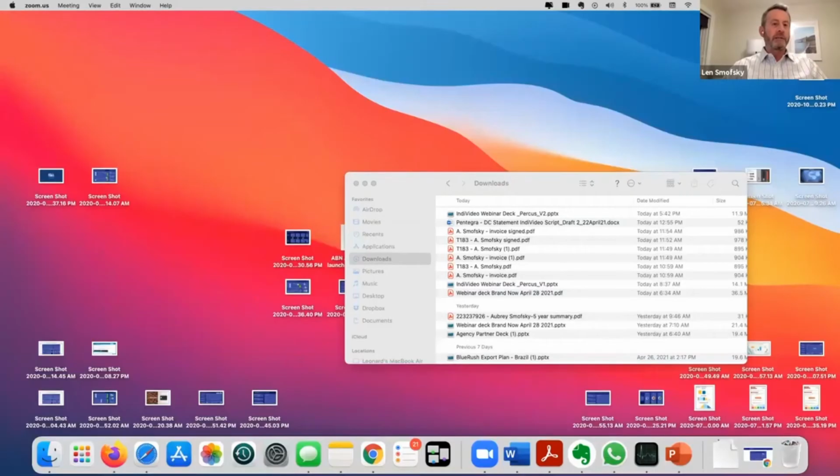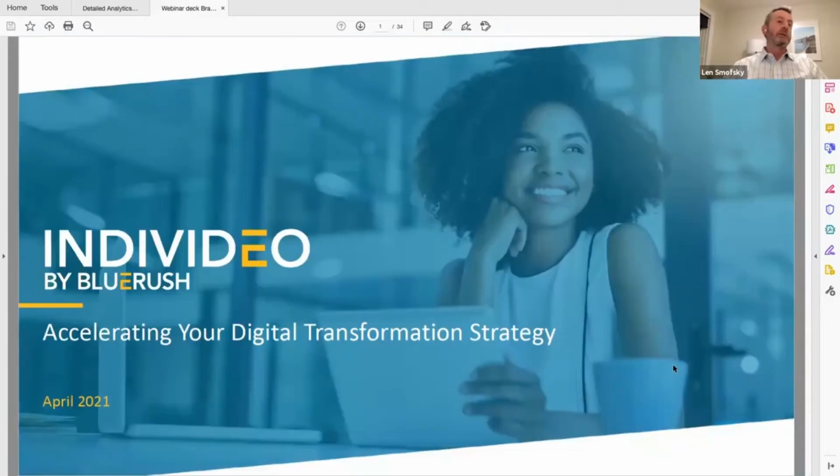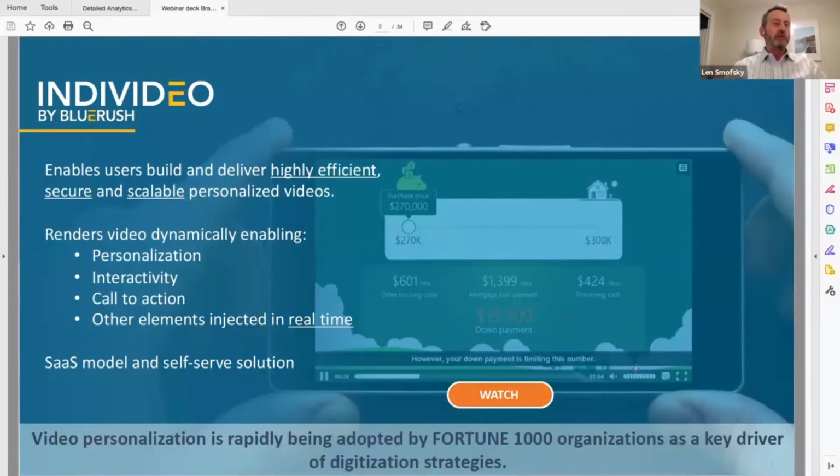So today I'm going to share my screen, and we're going to look at into video. This is a digitally driven interactive video platform, right? So this is a personalized video platform, and it is driven by data. So what does that mean?